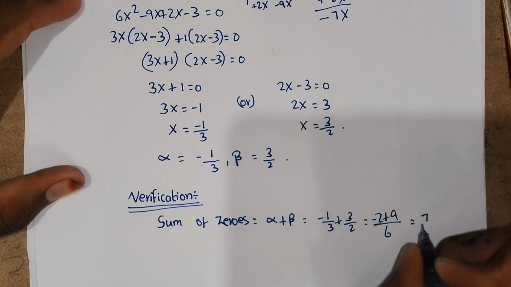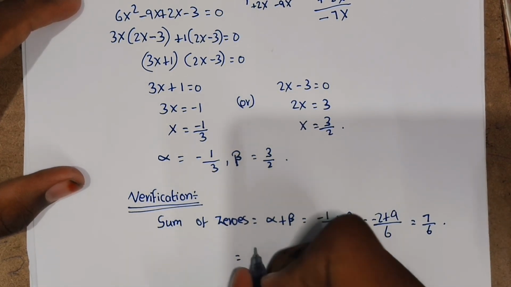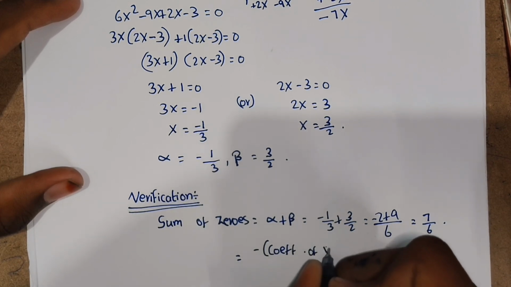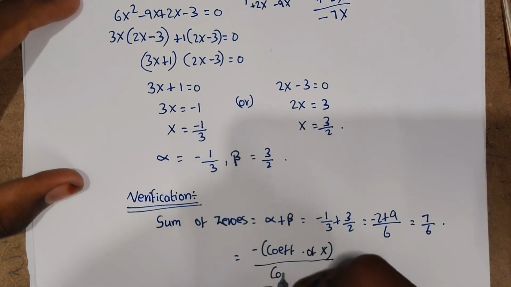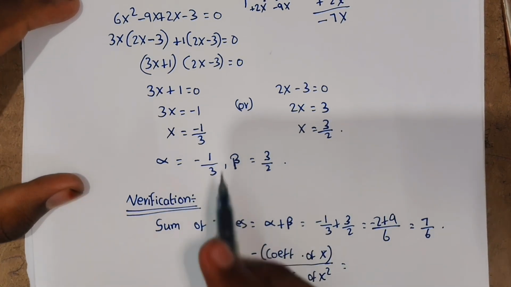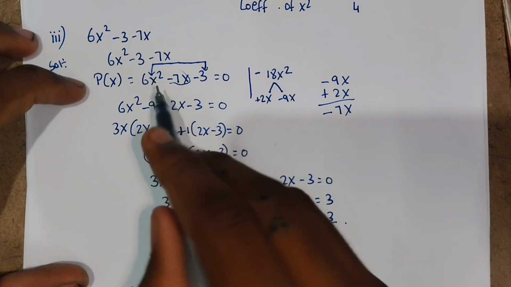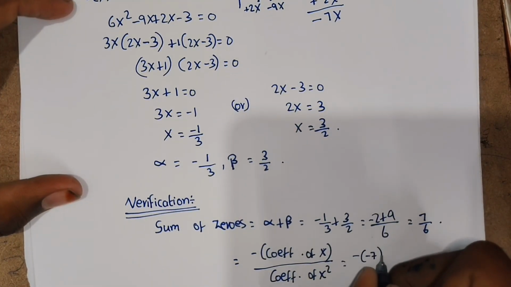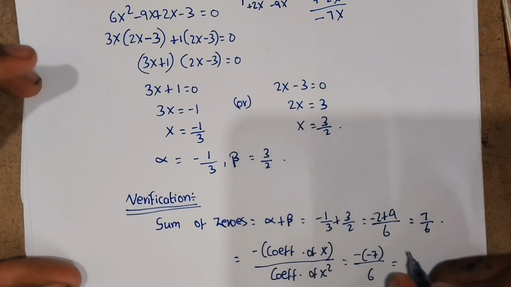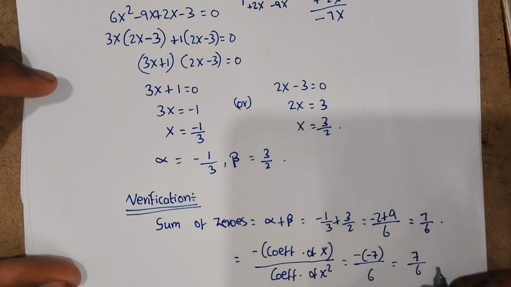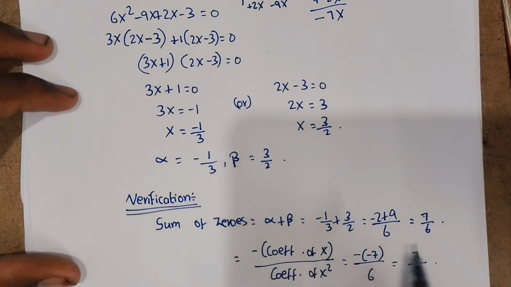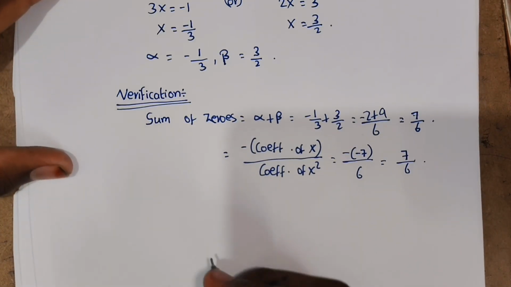9 minus 2 equals 7 by 6, which equals minus of coefficient of x by coefficient of x square. What is the coefficient of x here? Minus 7. Minus of minus 7 by the coefficient of x square, which is 6. So minus into minus is plus, 7 by 6. We got that the sum of the zeros, both values are equal. After that, the product of zeros.